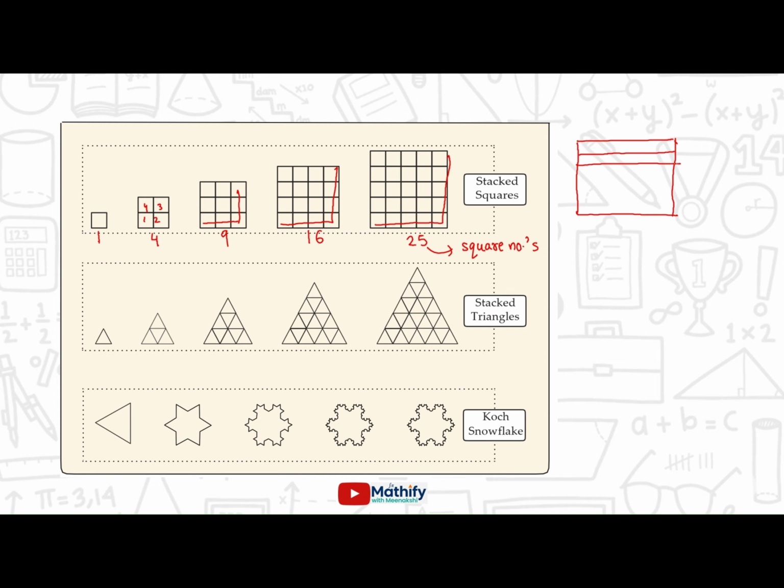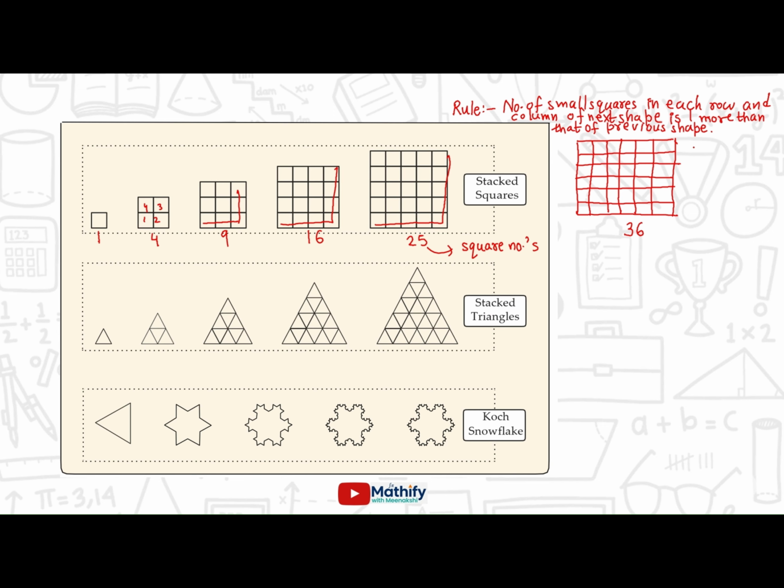1, 2, 3, 4, 5, and the lower one is 6. Similarly, 1, 2, 3, 4. You will draw 5 lines because then the squares are 6. So 6 by 6, that is 36. As we can say, this is 6 square. So let's write the rule here. The rule for stack square is that the number of small squares in each row and column of the next shape is one more than that of the previous one.